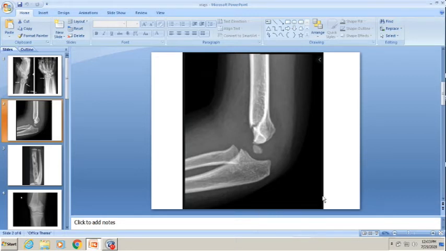So what are the complications of supracondylar humerus fracture? Most important? Volkmann's ischemic contracture, yes, you can get. What are others? Whenever you are asked about complications, you should say the things which are most common. Try to say the most common thing, not the least common thing. I will say the first complication.